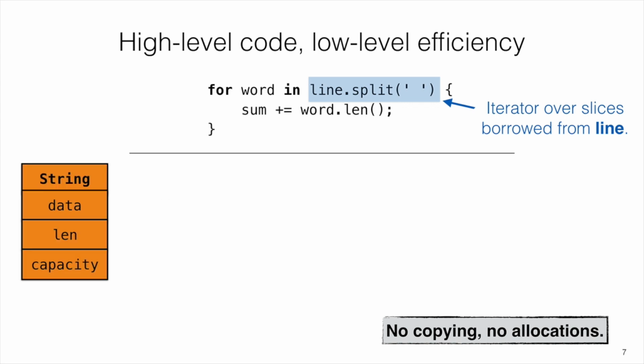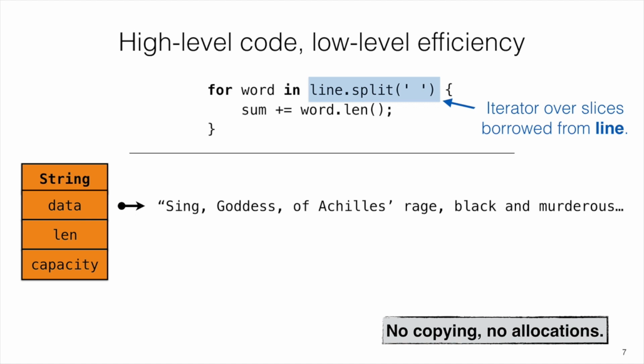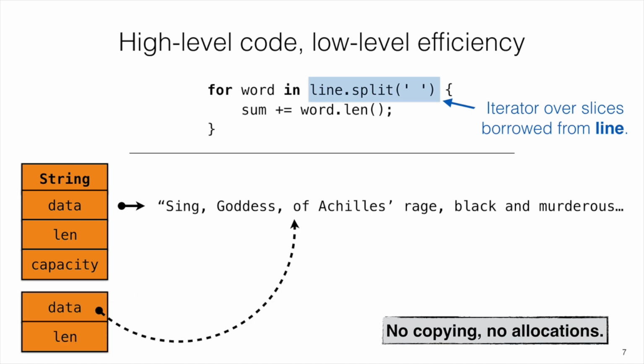So if we have this as our line, which is the full string buffer, sing, goddess of Achilles' rage, black and murderous, then each time we pull something out of the iterator, we're going to get a new subslice. So first we'll get sing, then goddess, then of, and so forth, right?